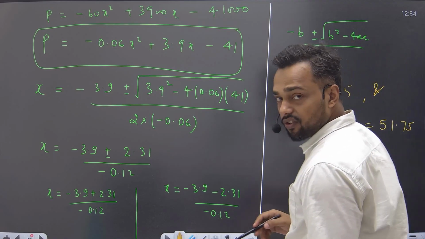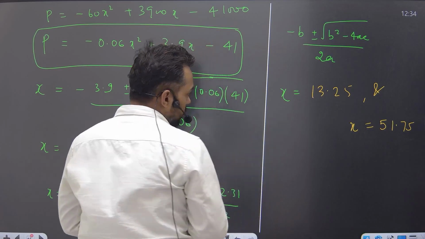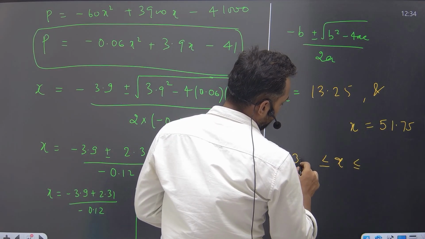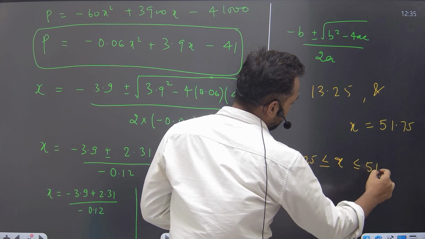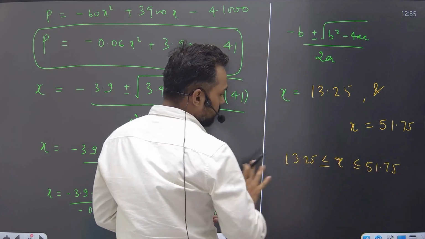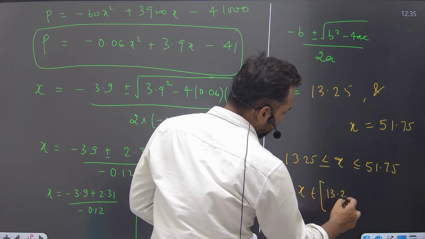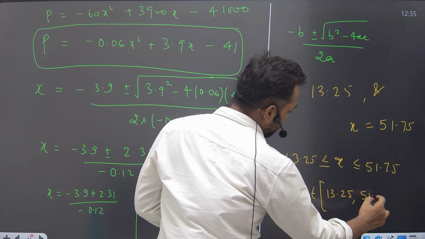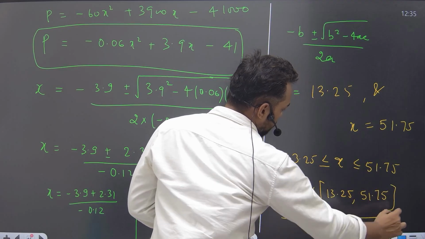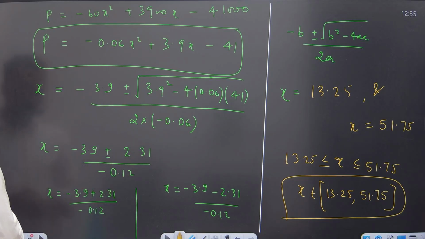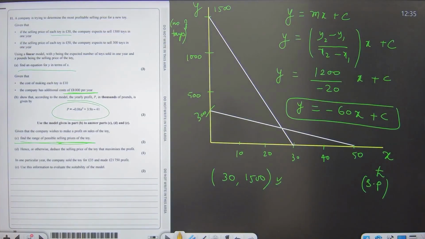So what will be the range of x? It will lie between 13.25 and 51.75. This is the representation. If you want to write it in set format, it will be 13.25 comma 51.75, x is an element of this interval. So this is the range of the possible values of x. Now in the next part they have asked: hence or otherwise, deduce the selling price of the toy that maximizes the profit.